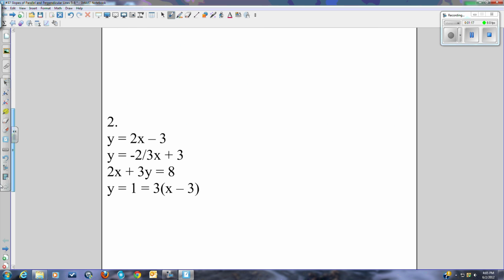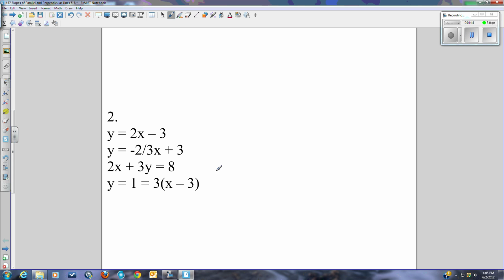So let's move on. Let's look at these equations here. Let's see if we can identify the slopes. In the first one, again, that's in y equals mx plus b form, so the slope is 2. The second one's also in slope-intercept form, and the slope is -2/3. This next one is not, so we may have to play around with this a little bit. 2x plus 3y equals 8.